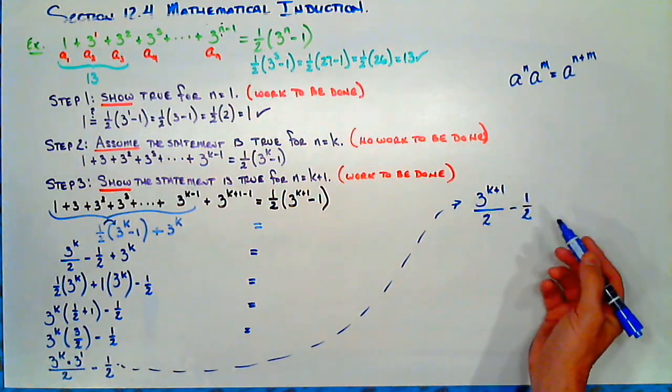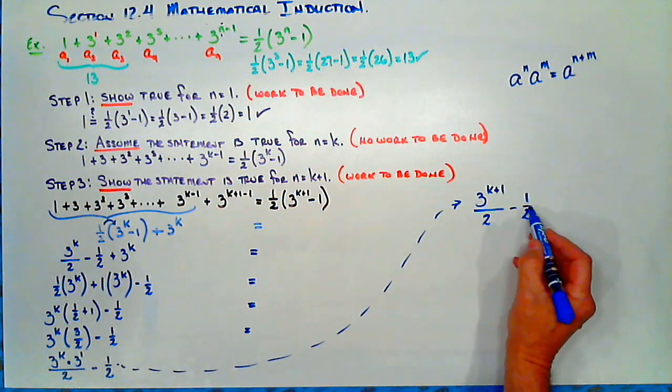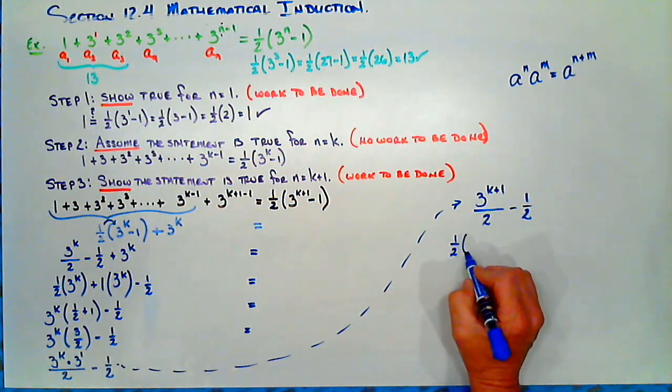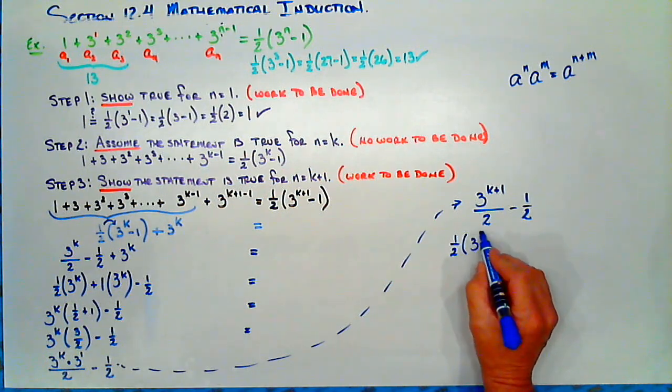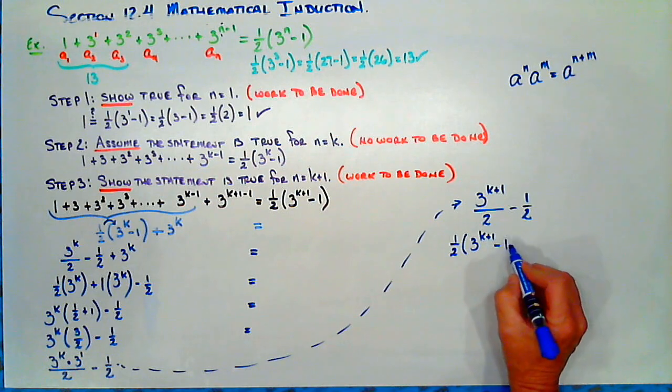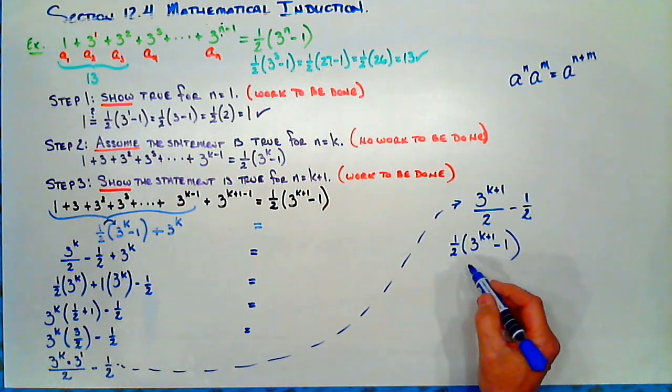Now let's factor out 1/2. If we factor 1/2 out of here and 1/2 out of here, that's going to put 1/2 out in front. It's going to leave me a 3 to the k plus 1 right there. And 1/2, that turns into a minus 1.